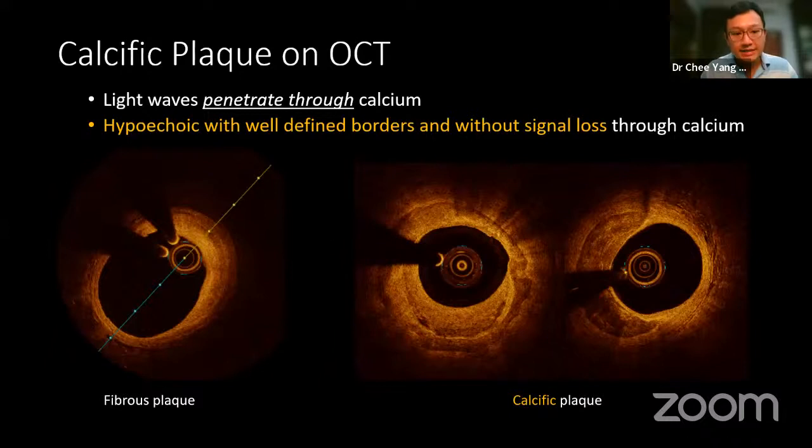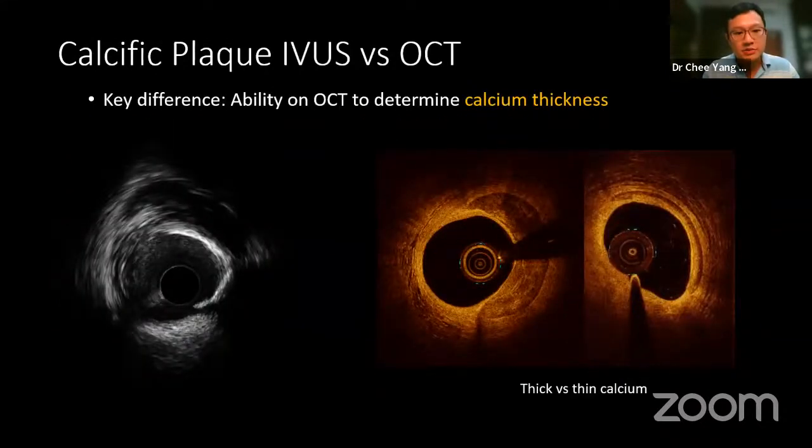With OCT, light or infrared light can penetrate through calcium. And because of this, we can usually see the thickness of calcium. Calcium normally looks hypoechoic on OCT, so it should look a little bit darker than fibrous tissue. We should be able to make out the margins or the borders of the calcium plaque very easily. So if you use a pencil, you should be able to trace out the calcific plaque. And in most cases, we should be able to see the deep border of the calcium as well, and in so doing, make out the thickness of calcium. So the main difference, I would say, between IVUS and OCT in assessment of calcium is the ability with OCT to determine the thickness of calcium.